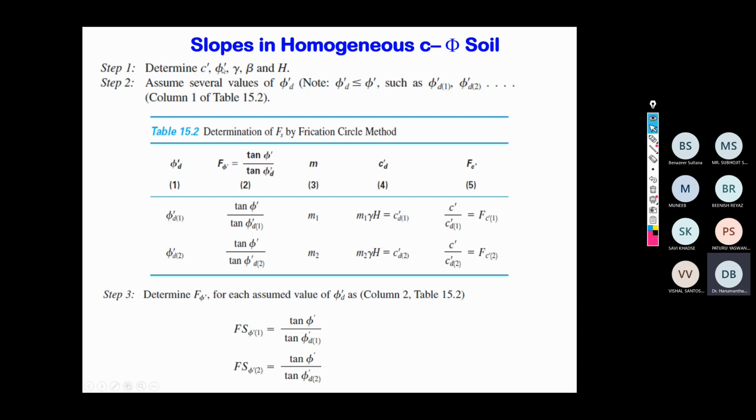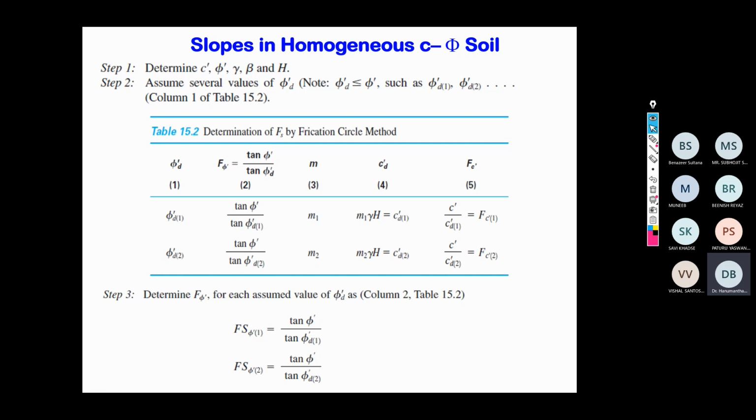Suppose phi' has been given as 25, then you can assume phi'd starting from 15. So initially assume phi'd as 15 and follow the procedure to calculate the factor of safety. For example, initially I assumed some value of phi'd, say 15 degrees. So in step 1, in column 1, I assumed the phi'd value.